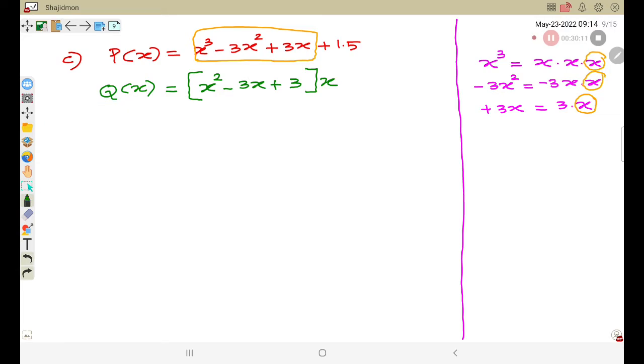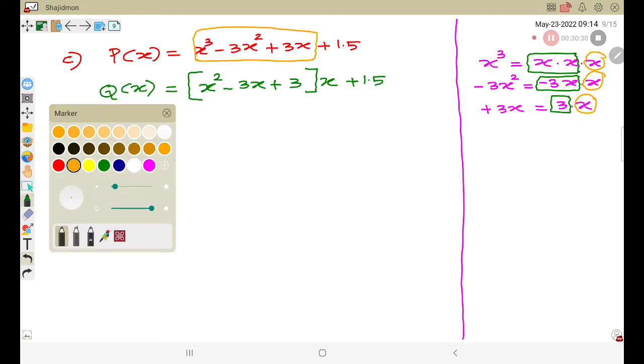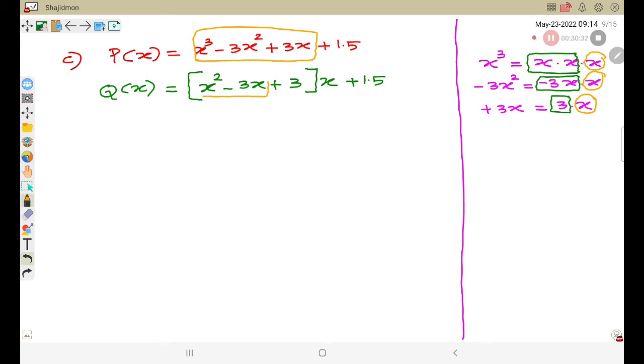I will show on this side. You can see x multiply x, x power 2 balance, minus 3 multiply x, minus 3x balance, and here 3 balance, correct? Now last plus 1.5 same. Okay, nothing to do. Outside plus 1.5. Now again, what we need to do is from the first two terms, you can take x common, correct?